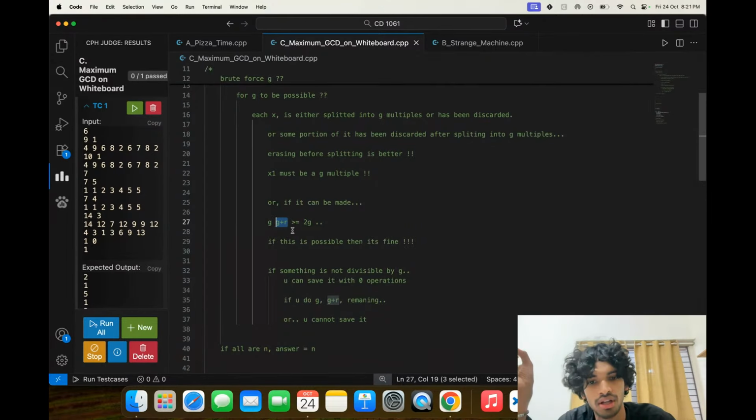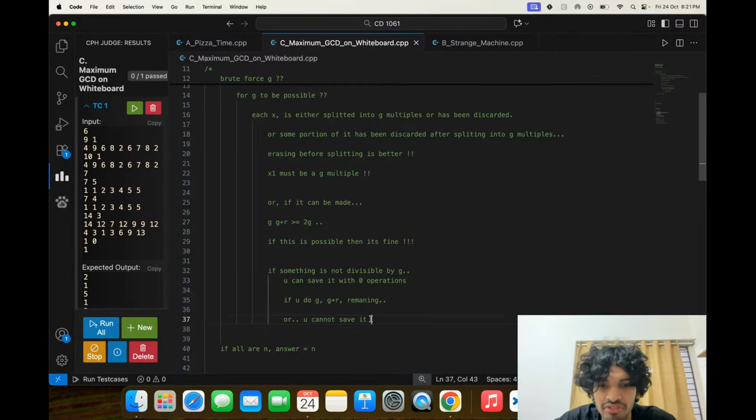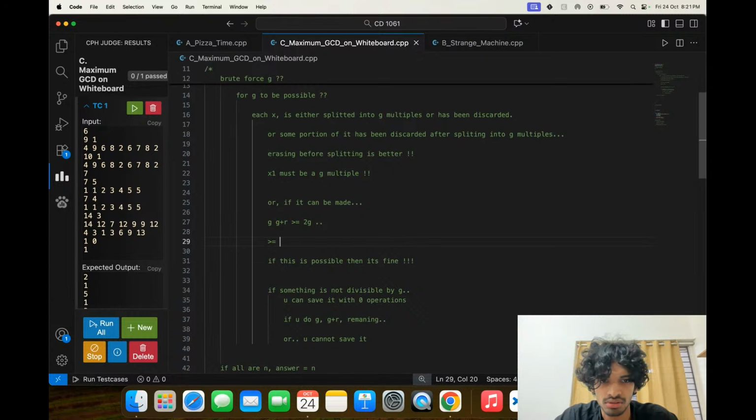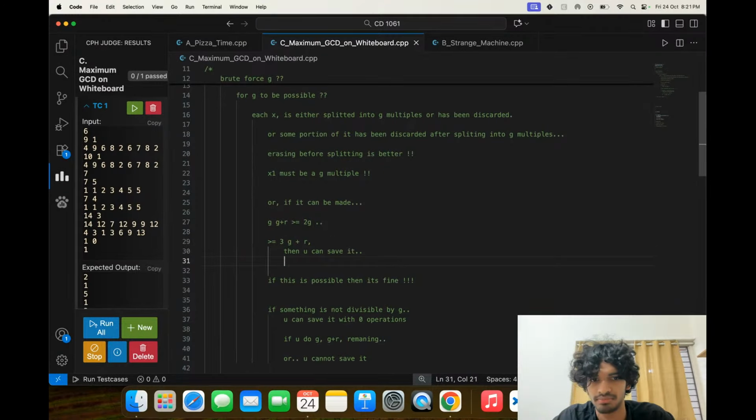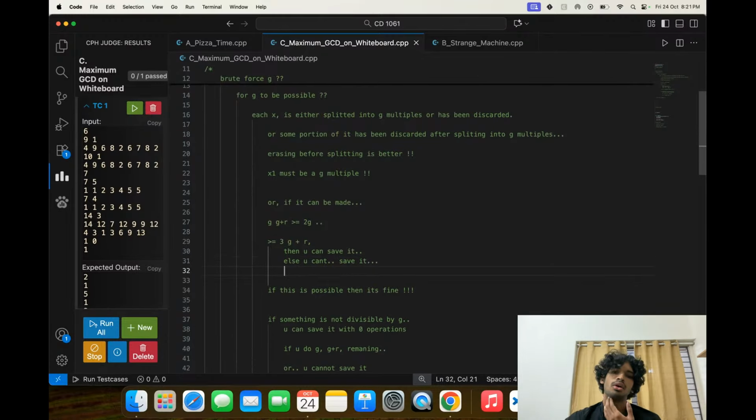it at all. So you can save it when this is greater than or equals to 2g. So the whole is greater than or equals to 3g plus r. Then you can save it. Else you can't save it. Okay. If it is greater than or equals to 3g plus r, you can save it, which is nothing but greater than or equals to 3g.